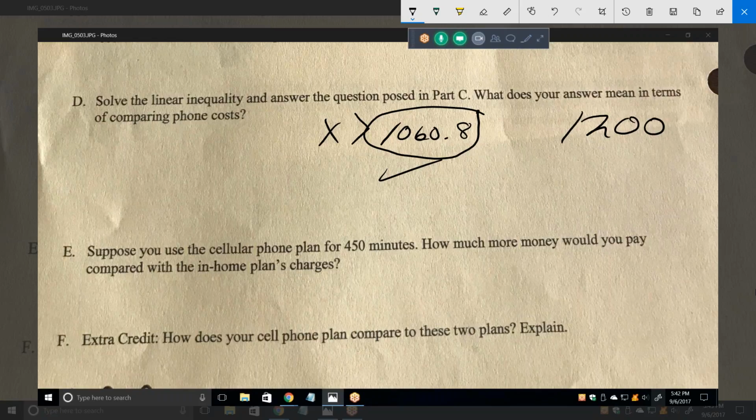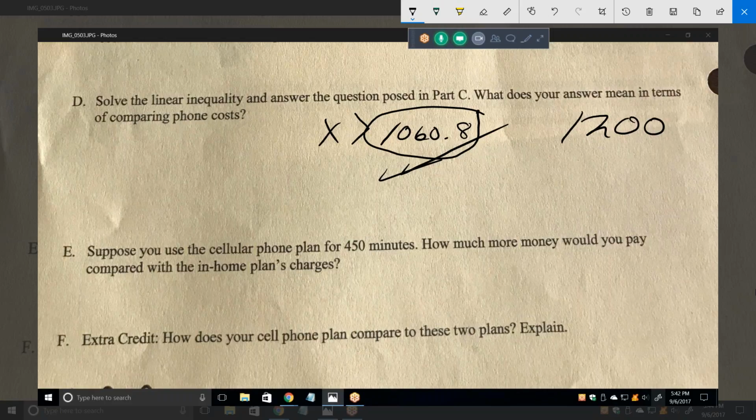Nothing. If you're going to make greater than this many minutes, you've got to use plan A. You can't use plan B. What it does tell you is if you're going to use less than this many minutes, plan A is far superior. As long as X is less than that number, plan A is much superior. You can make up to 1,060 minutes worth of calls, and it's going to cost you less than plan B.